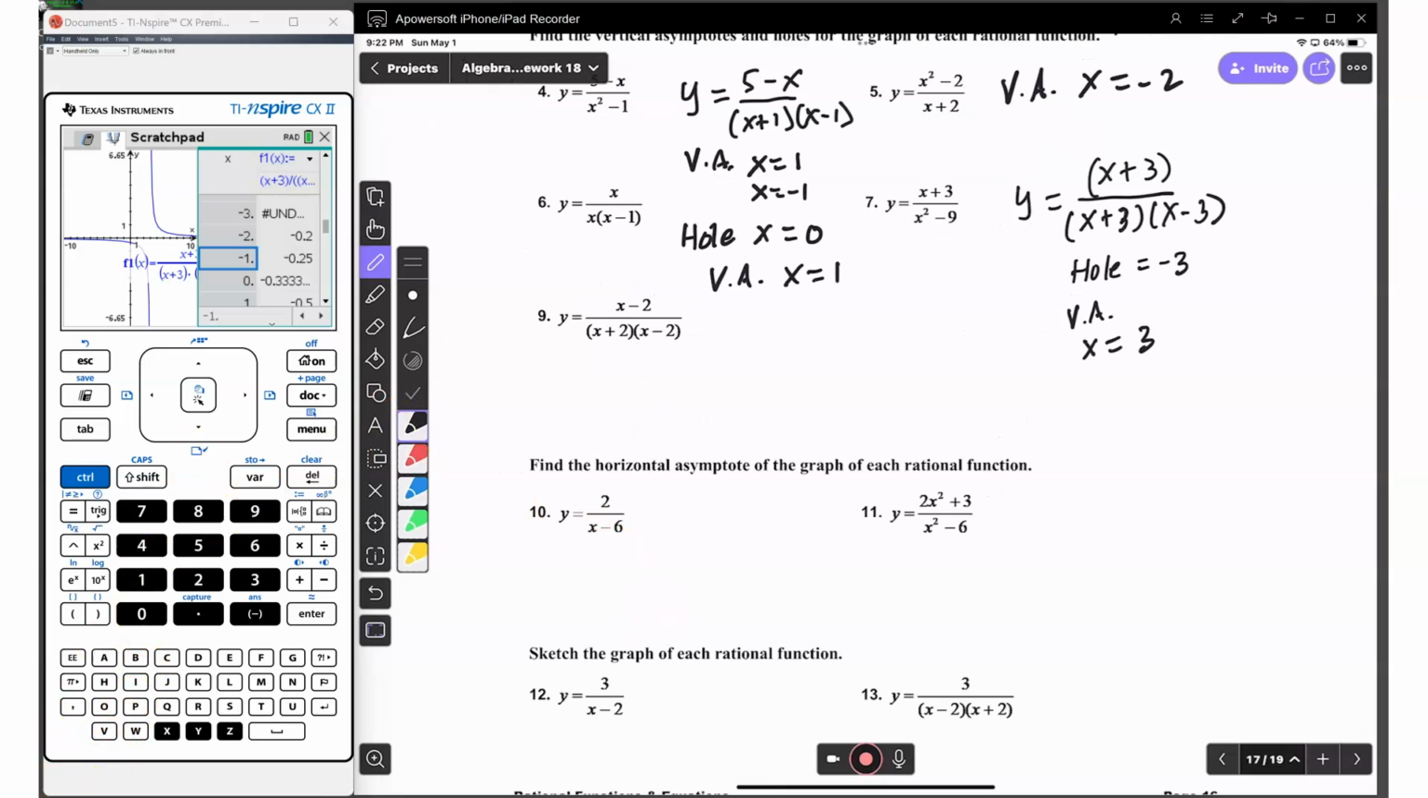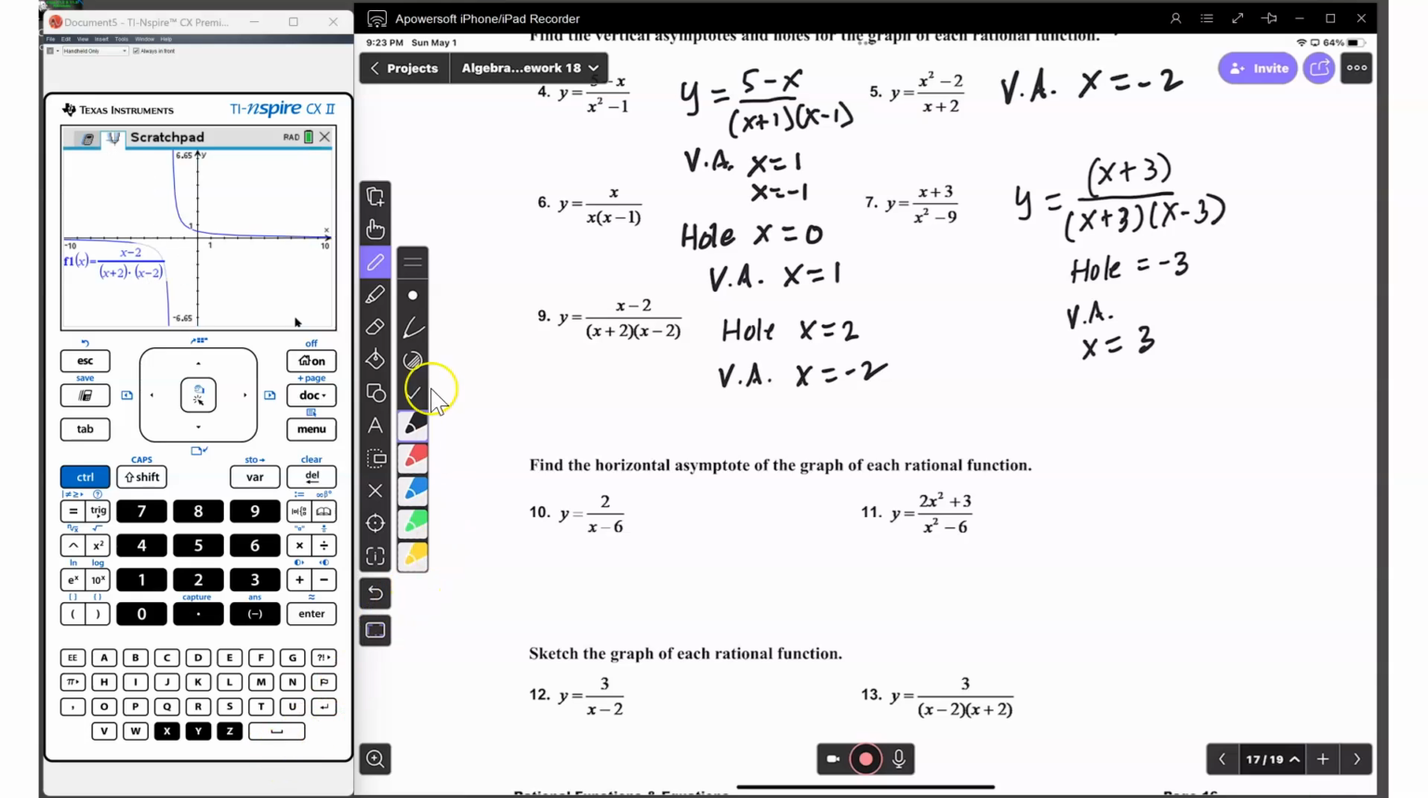Number 9, we notice that we have x minus 2, and x minus 2 is going to cancel, so we know that the hole will exist at x equals 2. Our vertical asymptote will be at x equals negative 2, and what I'm going to do right now is I'm going to graph that. So you can see that number 9 is graphed on the screen, and we know that the hole will exist at x equals 2, and we do have a vertical asymptote at x equals negative 2. So I'm going to go to the table, and you notice that at x equals 2, it's undefined.